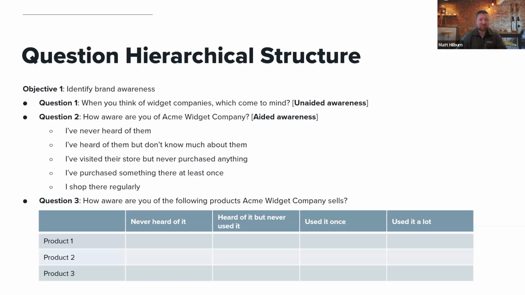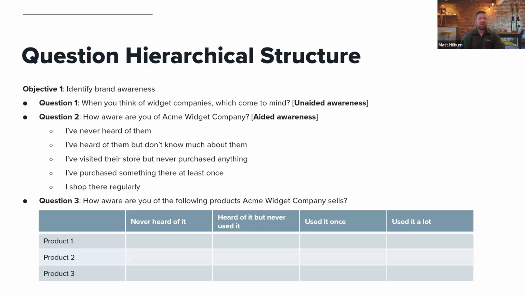Well, to identify brand awareness, let's ask an unaided awareness question, which would be an open response. We say, when you think of widget companies, which ones come to mind? Then we might ask a second question that says, specifically, so this is an aided question, how aware are you of Acme Widget Company? And then this might have a scale. I've never heard of them, all the way down to I shop there regularly. And then we might say, okay, well, what if we get a little bit more detailed and we say, how aware are you of the following products Acme Widget Company sells? And then we offer a few options there in a matrix table like this.